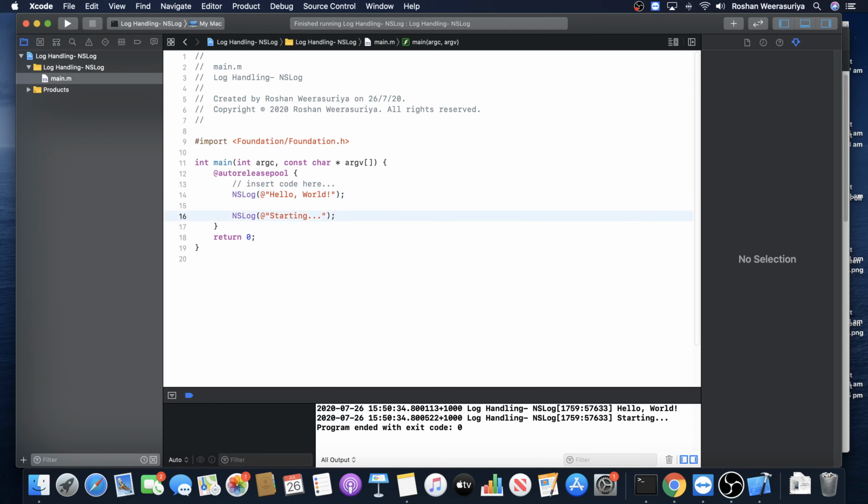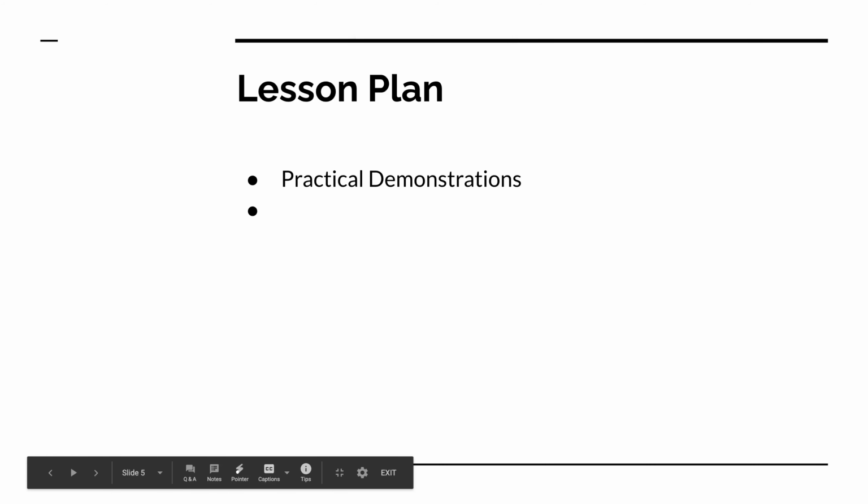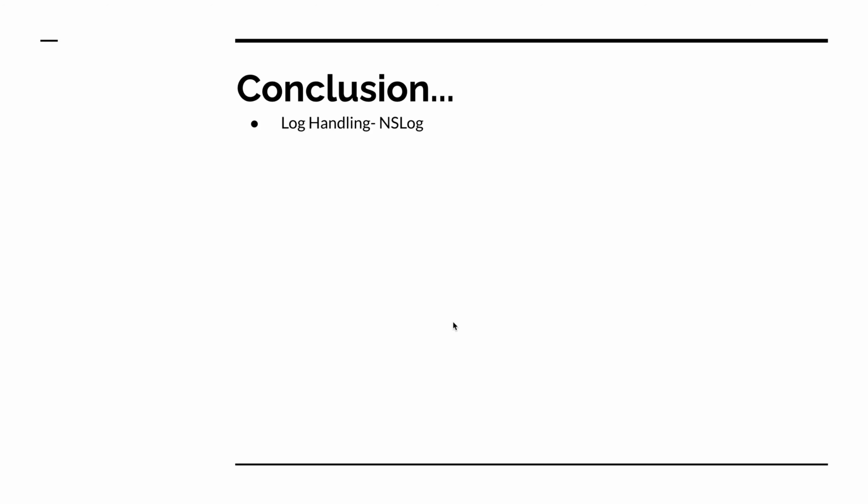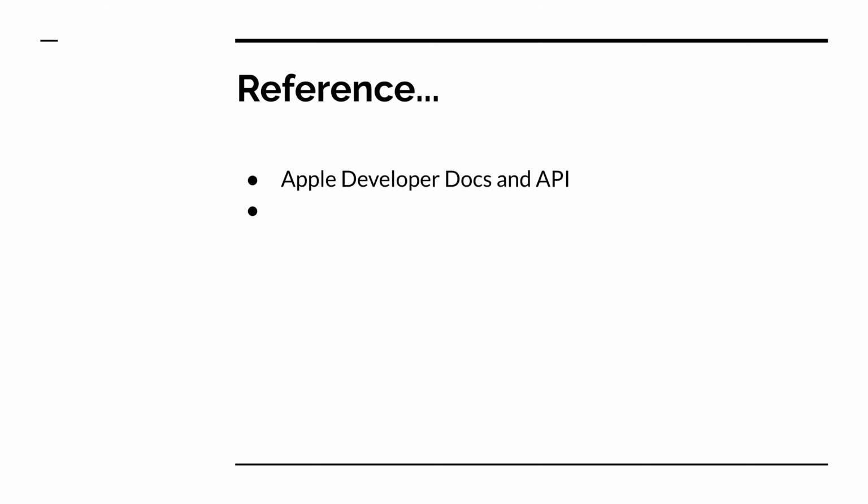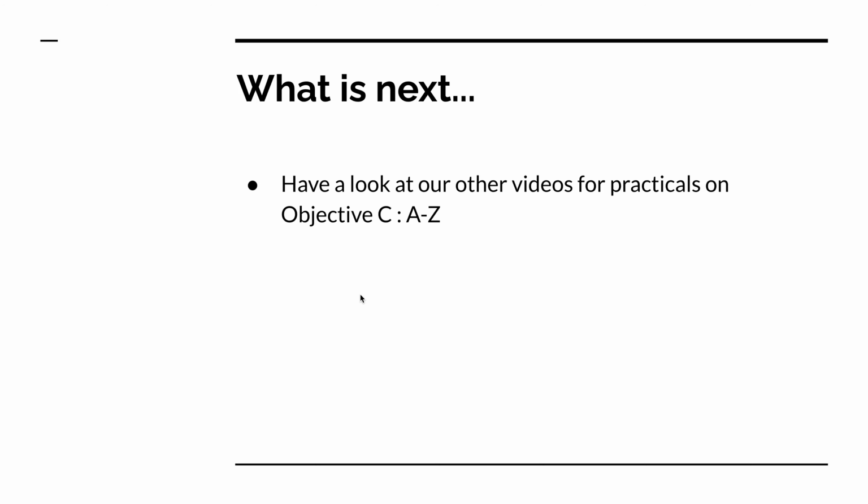Let's see what's next. So we completed the practical demonstration for this lesson. In conclusion, you learned about log handling using NSLog, and we referred to the Apple developer docs and the API, which is a very important part. If you want to become an excellent mobile application developer, you have to do a lot of this. You have to refer to a lot of Apple developer docs and API, and in this lecture series we will be doing that a lot so that you will be comfortable, right?